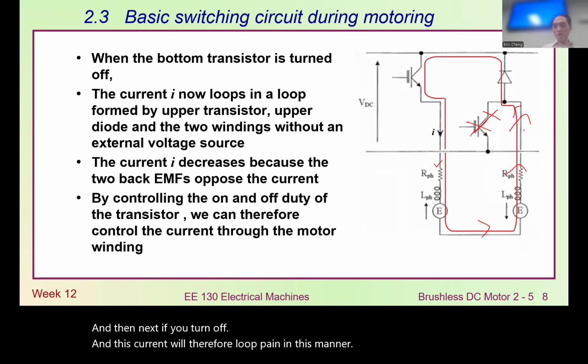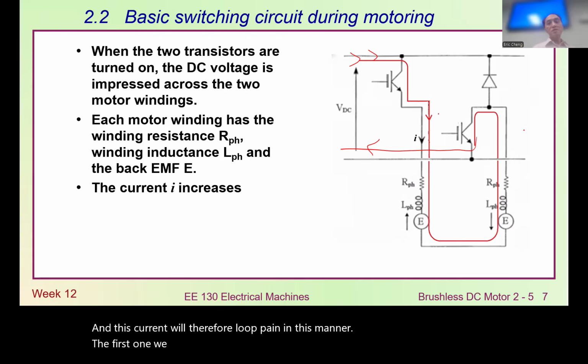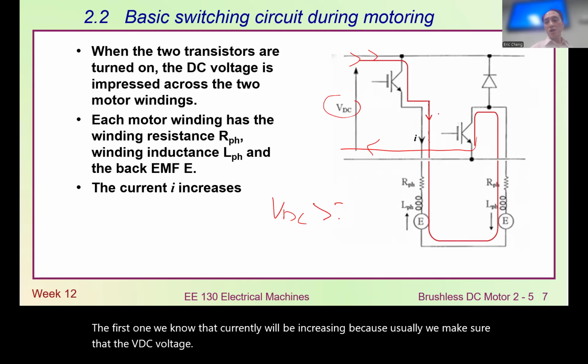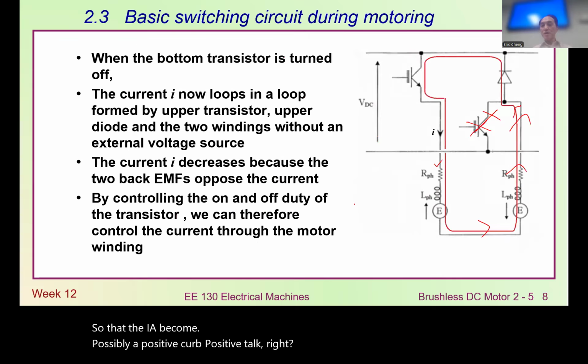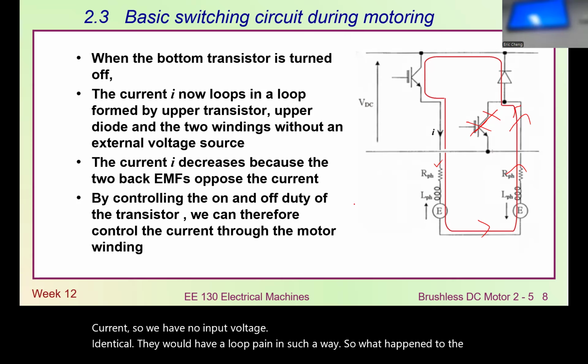In the first one, we know the current will be increasing because usually we make sure that the VDC voltage is higher than twice the back EMF, so that IA becomes positive. We have positive current, positive torque, right? And then next, if like that, we have no input voltage, and the current will therefore loop in such a way. So what happens with the current? In this case, is the current increasing or decreasing?